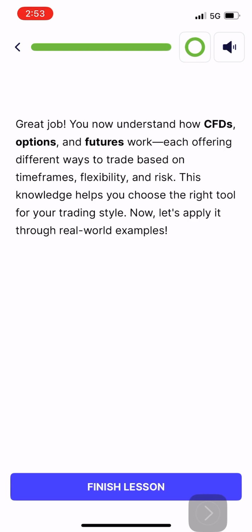Great job! You now understand how CFDs, options, and futures work, each offering different ways to trade based on time frames, flexibility, and risk. This knowledge helps you choose the right tool for your trading style. Now let's apply it through real-world examples.